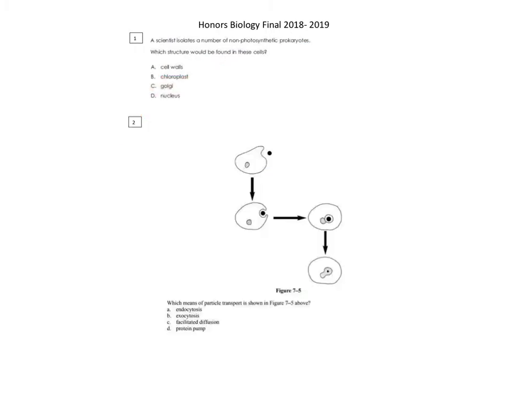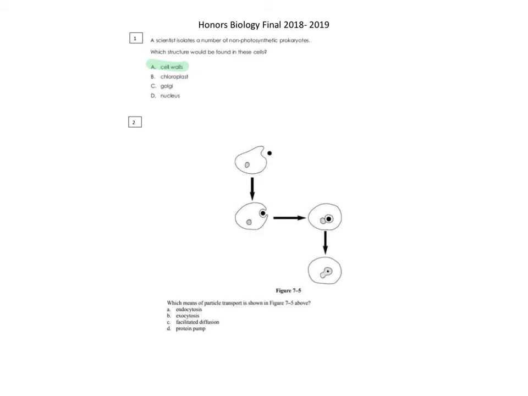Here, this is from another version of the exam. It says a scientist isolates a number of non-photosynthetic prokaryotes. Which structure would be found in these cells? Again, same answer as before. The answer is cell walls, and it would be cell structure again.